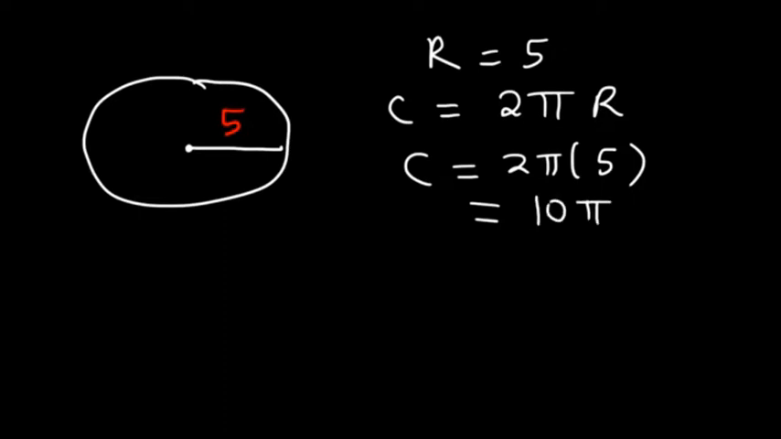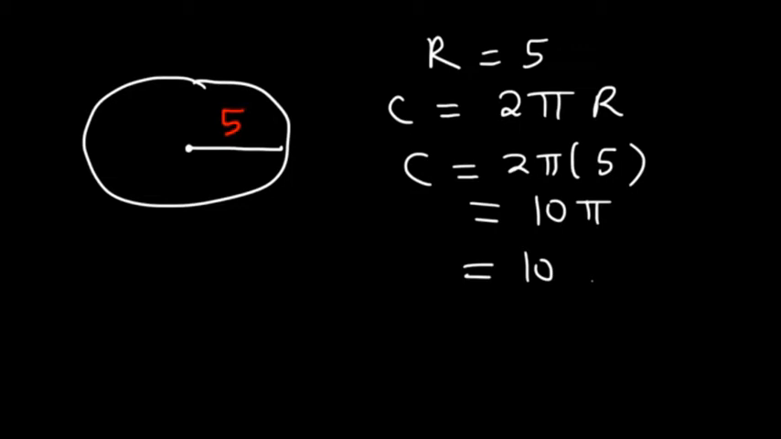So that's the exact answer. Sometimes you may need to put this in your calculator and get a decimal value. So you could use the fact that pi is about 3.1416. So this is going to be 31.416. So that's the circumference.